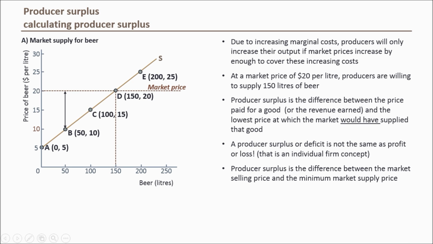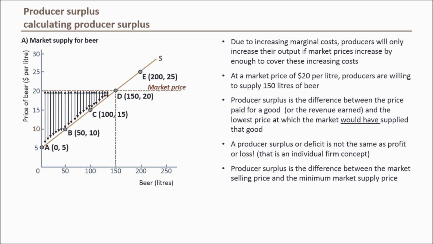The black arrow between point B and the market price level thus represents the producer surplus at the 50th litre of beer supplied in the market. But we can see that there are many such points on the supply curve below the market price level of $20 per litre.